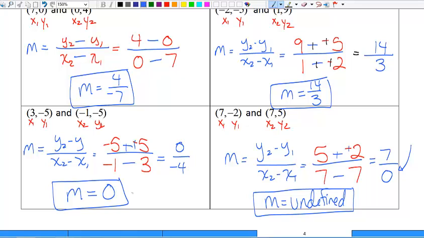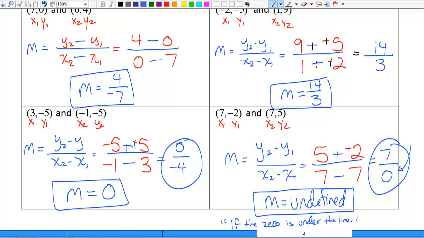Just to remind you about 0 divided by negative 4 versus 7 divided by 0. If the 0 is on top, the answer is 0. If the 0 is on the bottom, it's undefined. I have a little mantra there. It says, if the 0 is under the line, it's undefined. So hopefully that helps you to remember.